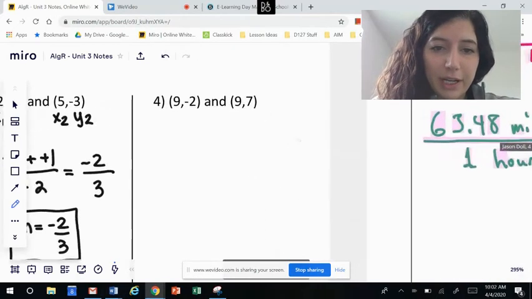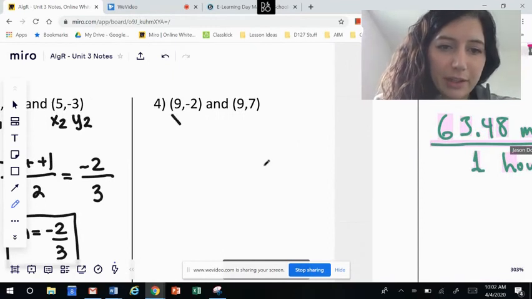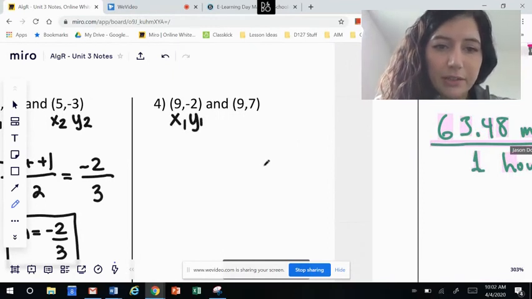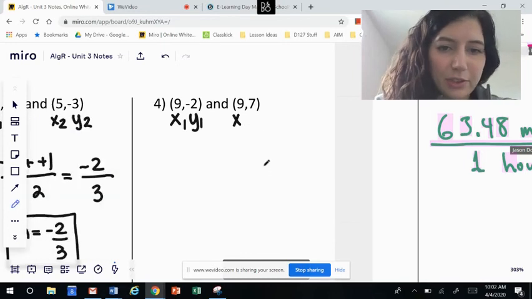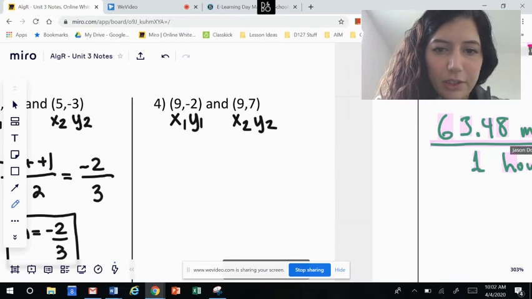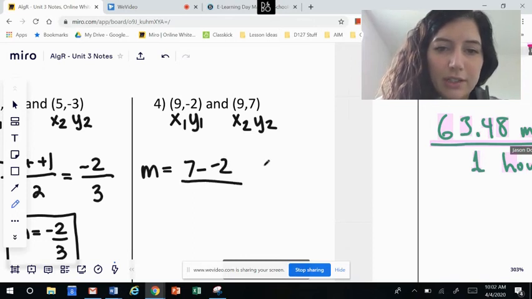So I'm going to start by labeling my points. So we have x1, y1, x2, y2. And we substitute those into the slope formula. So y2, which is 7, minus y1, which is -2, over x2, which is 9, minus x1, which is 9.